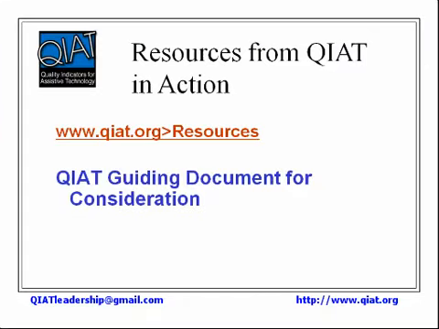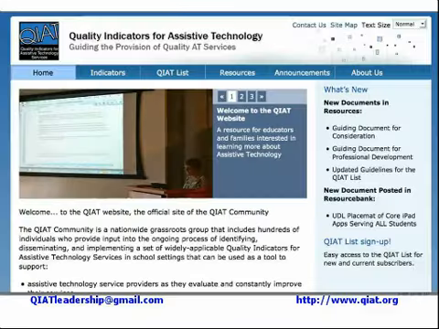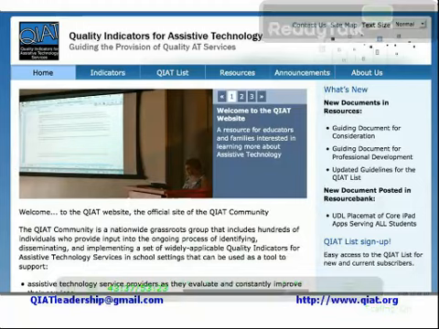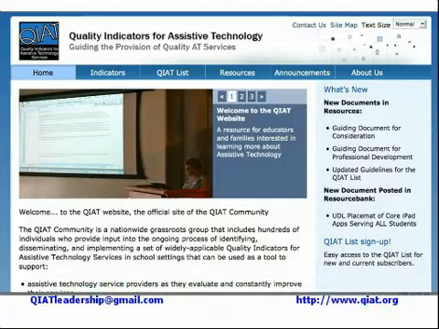As we go back along here. So this is the QIAT website, and you are on the home screen right now, and that screen just gives you the history and the mission of the quality indicators of assistive technology. The next tab, if you landed on that, it would take you to the indicators, and you can download the indicator in either a Word document or a PDF. The next tab is to take you directly to the QIAT list. There's a link on that page if you want to join the list or if you would like to leave that list.